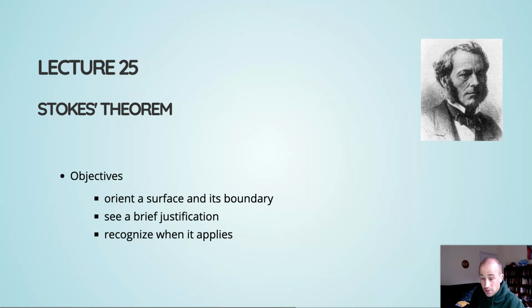Anyway, we do want to talk about Stokes' theorem. In order to do that, we have to talk about how we orient a surface and its boundary so that they're compatible, right? Positive orientation of one relative to the other. Here we'll see a brief justification of it and just talk about when it applies, but we'll keep this brief here and work examples in class and see some more consequences of Stokes' theorem. All right, let's just dive in.